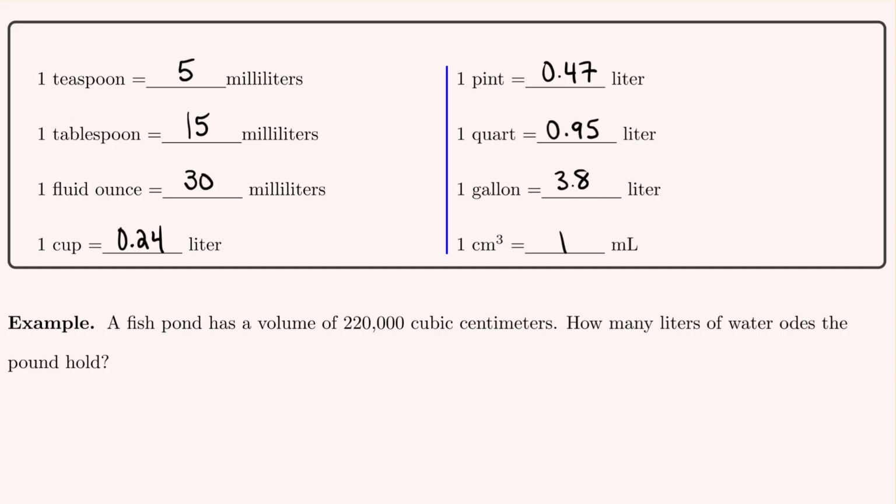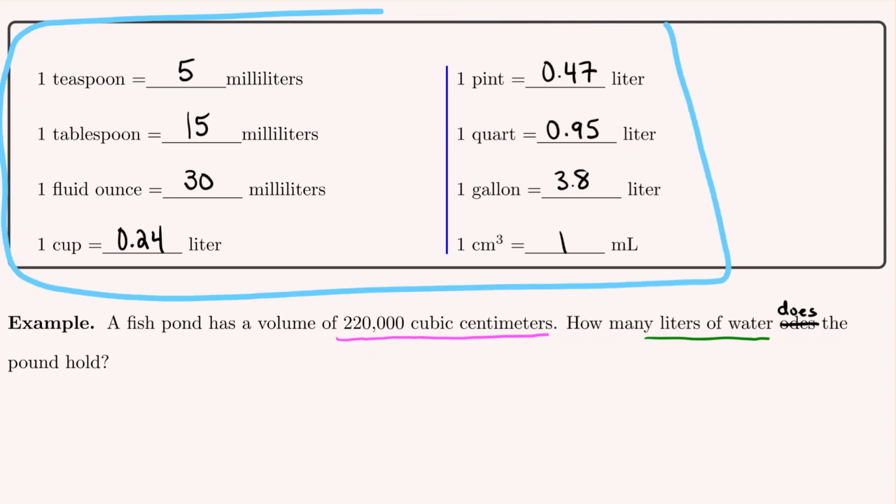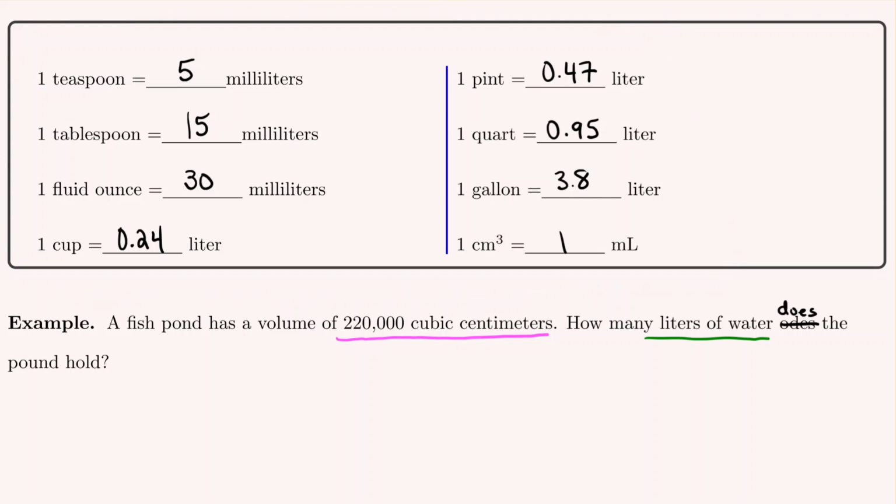So in our first example, we have that a fish pond has a volume of 220,000 cubic centimeters. How many liters of water does the pond hold? Now let's first look at our chart and ask ourselves, do any of these conversion factors tell us how to go from cubic centimeters directly into liters?